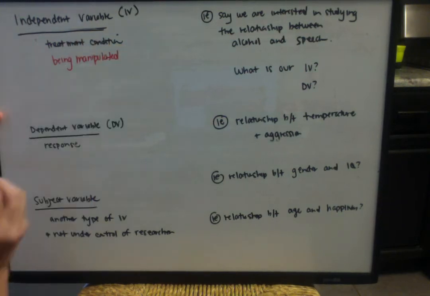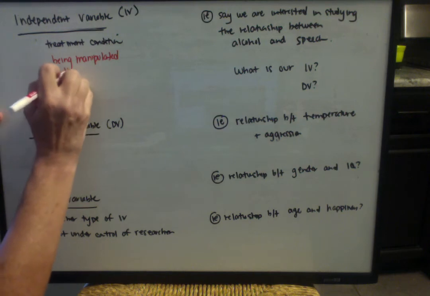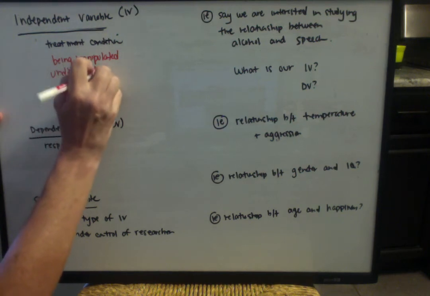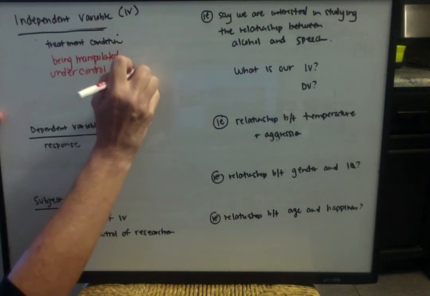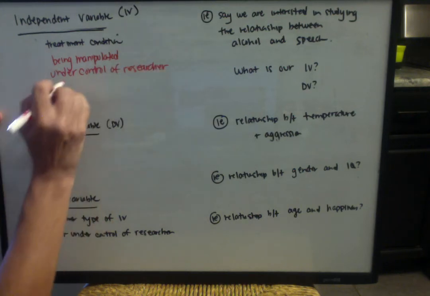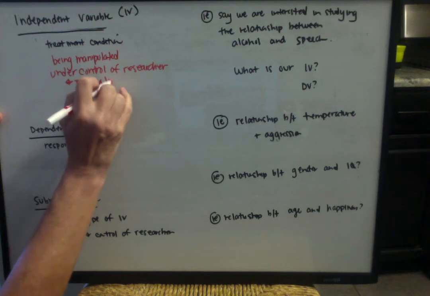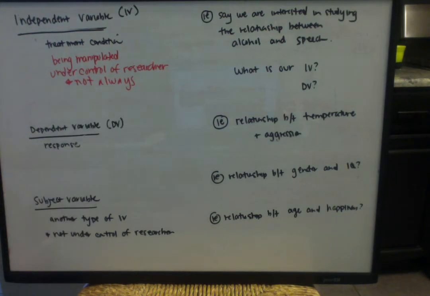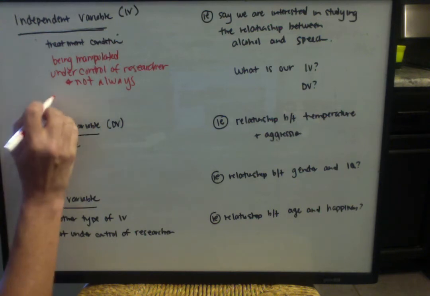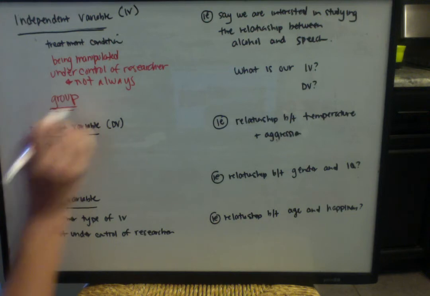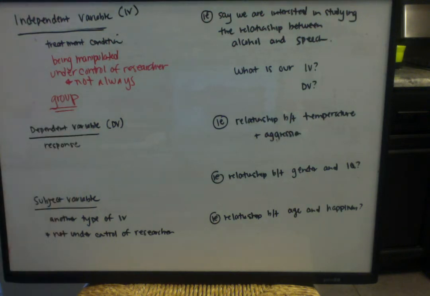Another way of thinking about this is that it can be under the control of the researcher, but not always. Another really easy way of thinking about it, especially for probably the first 10 weeks of this semester, is that it's the group that a person has been assigned to. So the independent variable, again, is the treatment condition.